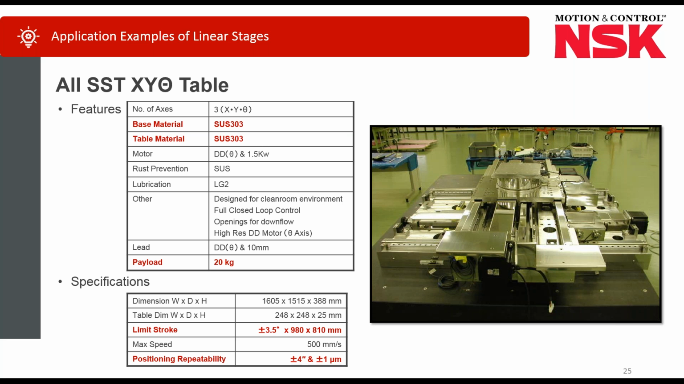All right, this is the last one. This one says it's an all stainless steel XY theta table. So that means 2 axes of linear and 1 rotational. Looks like they had to use some special materials, stainless for corrosion. 20 kilogram payload, about a meter square stroke with plus or minus 3.5 degrees of motion. So they have a little bit of rotational capability here. Repeatability plus or minus 4 minutes, 1 micron. So another very high-end stage, but based basically on the same concept that I showed you originally, just specific for this particular application.